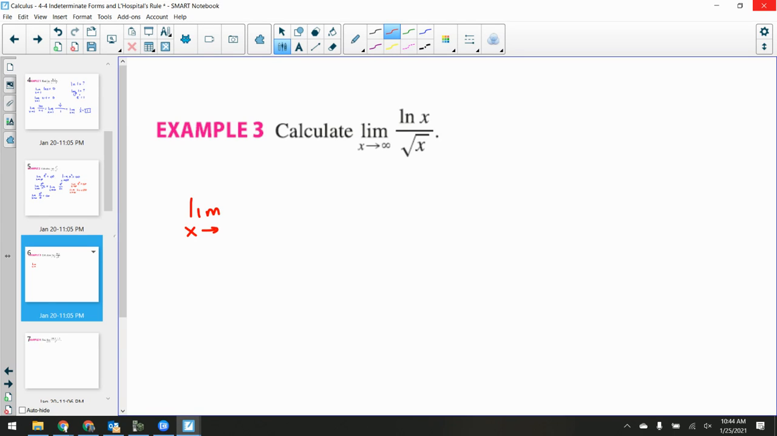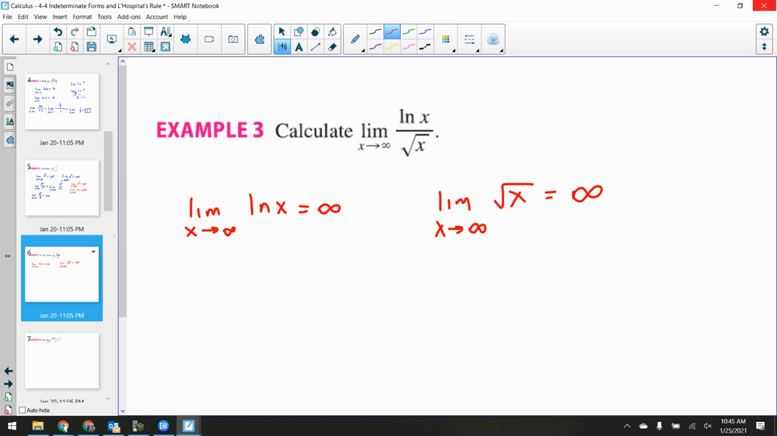Let's check to make sure L'Hopital's rule holds here. The limit as x approaches infinity of ln of x. What happens if I get increasingly bigger and bigger? It keeps getting bigger and bigger. If I keep going on to the right side, it goes to infinity. And I do the same thing over here. The limit as x goes to infinity of the square root of x. Even though I'm taking the square root of it, it's still going to keep going on forever to the right.